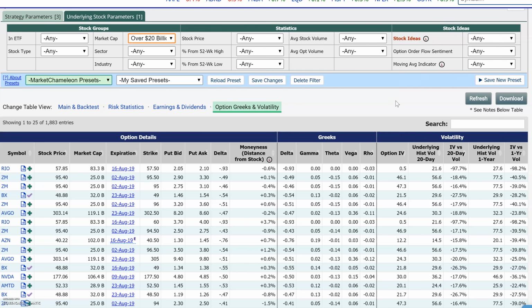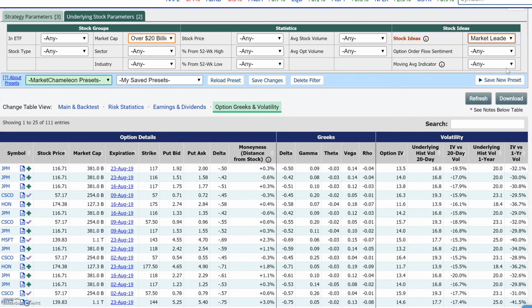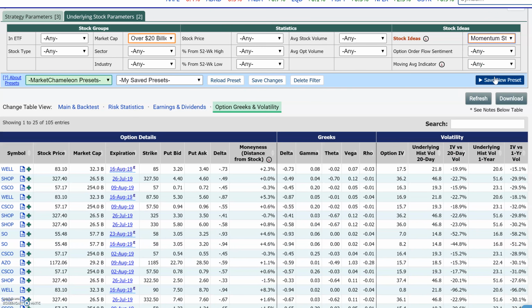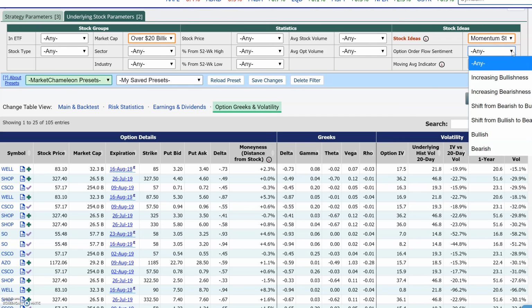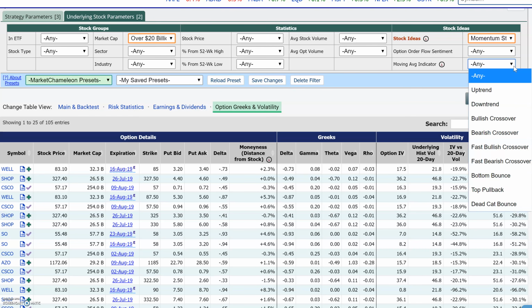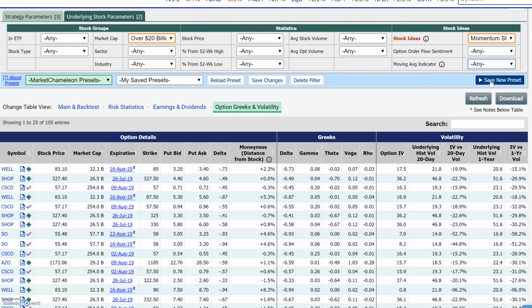There's also stock ideas here if you're looking for bullish ideas. Maybe then you could pick some of these options, looking for market leaders. Those are stocks that are responsible for leading the markets higher, or momentum stocks, stocks that are trending higher, setting higher lows and higher highs. Option order flow sentiment, or you have the moving averages, the way they're crossed on an uptrend, downtrend, bullish, in all these different option selections.